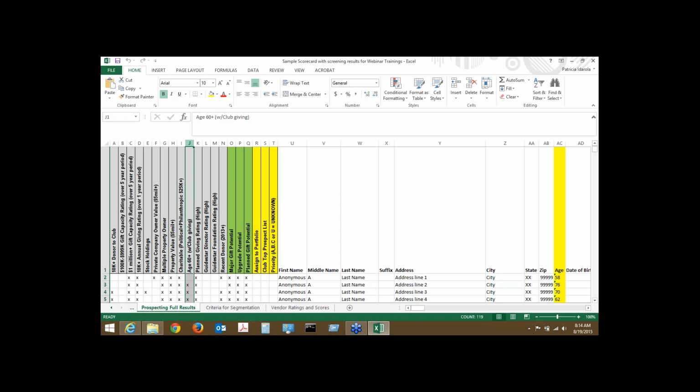Another thing that's done in the file is to look at age and club giving. So if you've provided the number of gifts that your donors have given, then we look at age 60 or higher, and at least 5 gifts or more to your club in the last several years. So most likely 2012 forward.